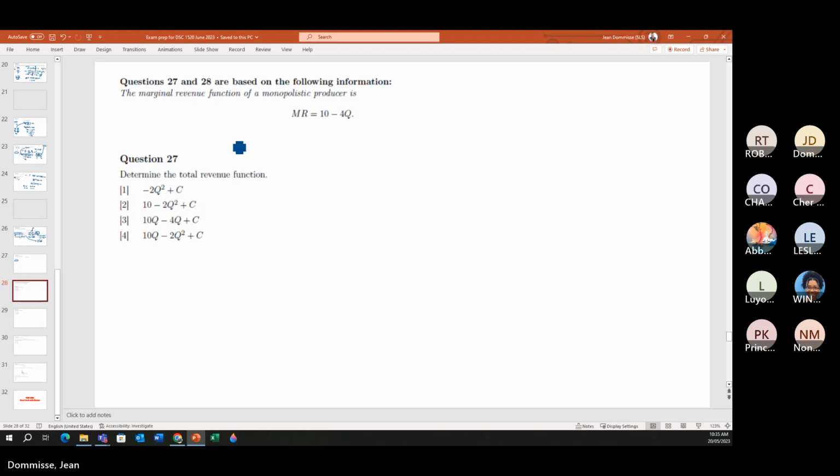Okay, the marginal revenue function of a monopolistic producer is given. Determine the total revenue function. How do we go from marginal revenue to total revenue? Is that not integration? Perfect. So we need to integrate now.